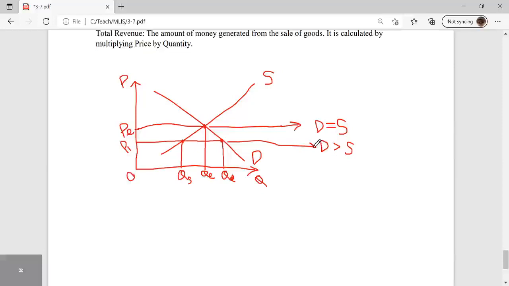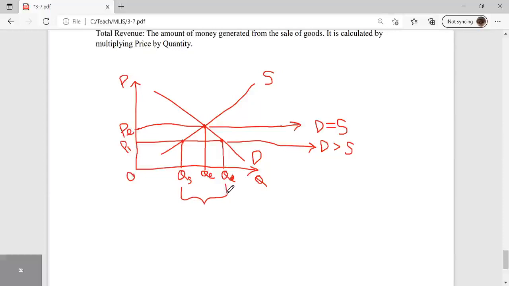Demand is greater than supply. So what's happening is that because of this disequilibrium, demand is increasing to this position and supply is falling to this position. So it's a disequilibrium. Previously it was equal over here, but now it's a disequilibrium in this position.